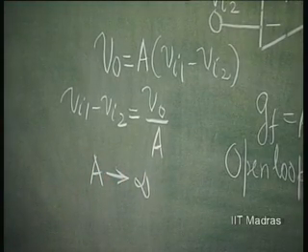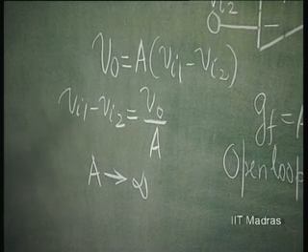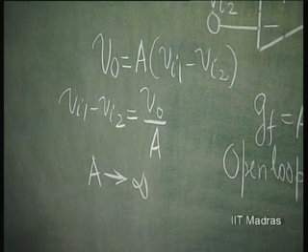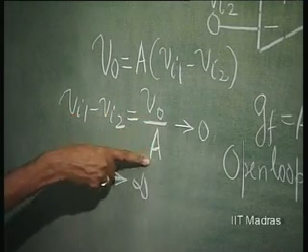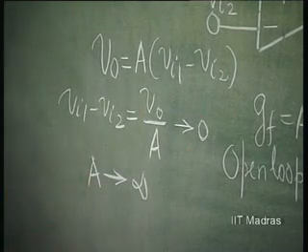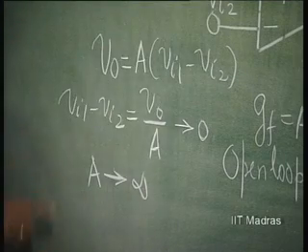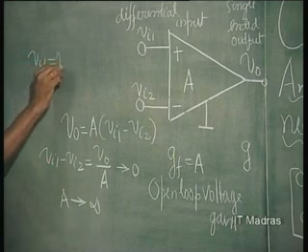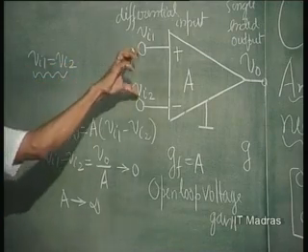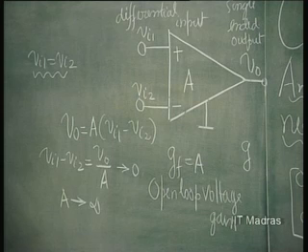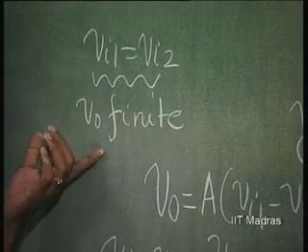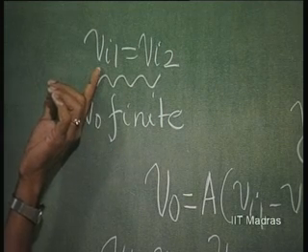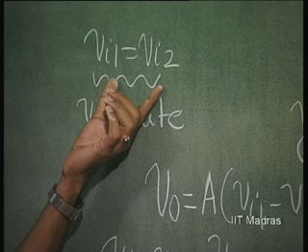which means in an op amp we can pronounce a statement which is always valid. If A tends towards infinity, Vi1 minus Vi2 tends towards 0, because A is coming in the denominator, or Vi1 minus Vi2 becomes 0, or Vi1 becomes equal to Vi2. This error that sustains finite output is 0. That means, in this case V naught should be finite. This is important. As long as V naught is finite, Vi1 is very nearly equal to Vi2 in all operational amplifier circuits.